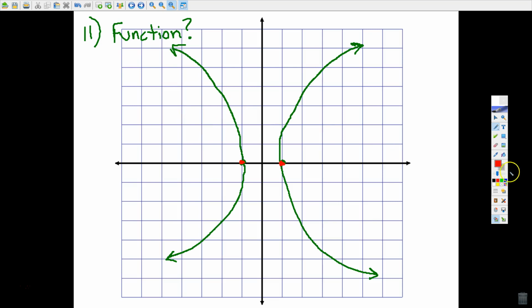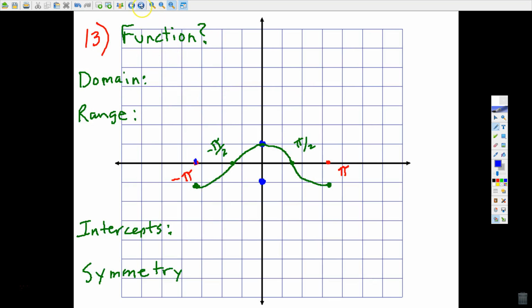The vertical line test, unless maybe you've forgotten, says this: if I can draw a single vertical line, and that's a terrible vertical line, but if I can intersect a graph in more than one place with a single vertical line, then this is not a function. So number 11, my answer is going to be no, and therefore I don't have to worry about answering domain, range, intercepts, and symmetry. So if the answer is no, you are ready to go on to the next problem.